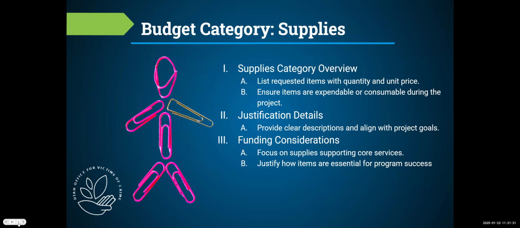Now that we've covered equipment, let's shift to another essential category, supplies, which include all expendable items necessary for your program. When completing the supplies category, remember the goal is to detail all the necessary items that directly support your program. Start by listing each supply or group of supplies you're requesting, along with the quantity and the unit price. This helps us understand your needs and ensures we can assess the budget accurately.